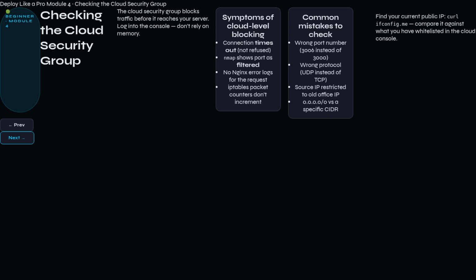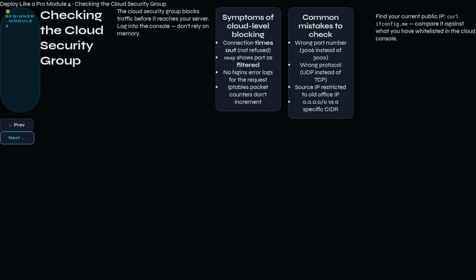Common cloud security group mistakes: wrong port number, you open 3006 instead of 3000. Double-check digit by digit. Wrong protocol, you open UDP but the service needs TCP. Most web traffic is TCP. Wrong source, you restricted access to your office IP but you're working from home. Check what your current public IP is, curl ifconfig.me.